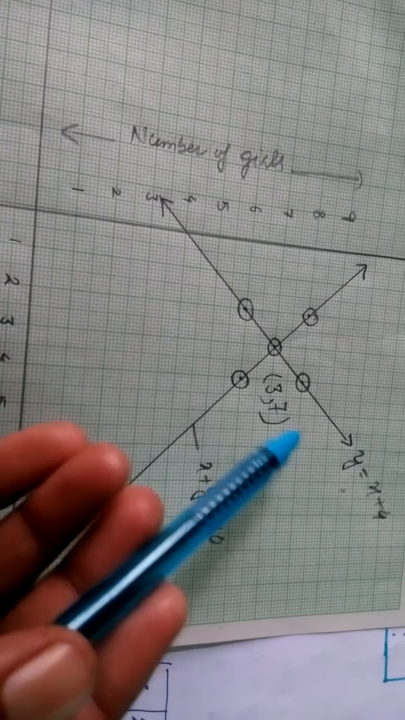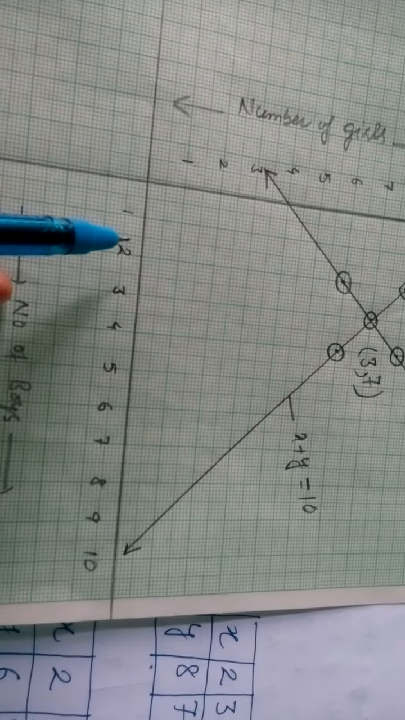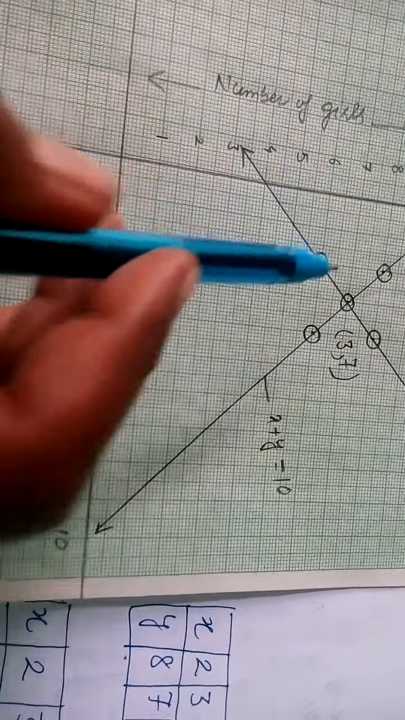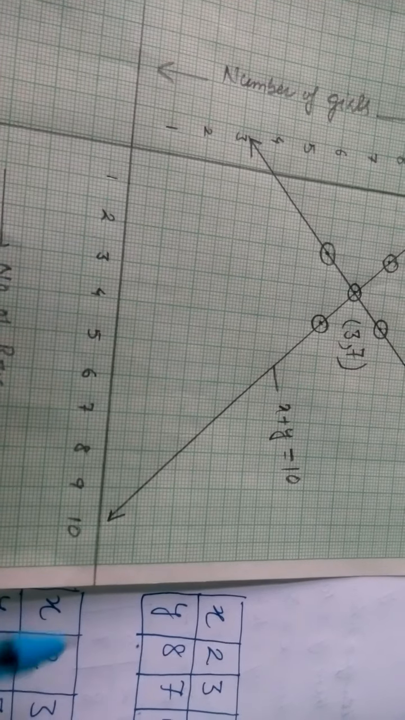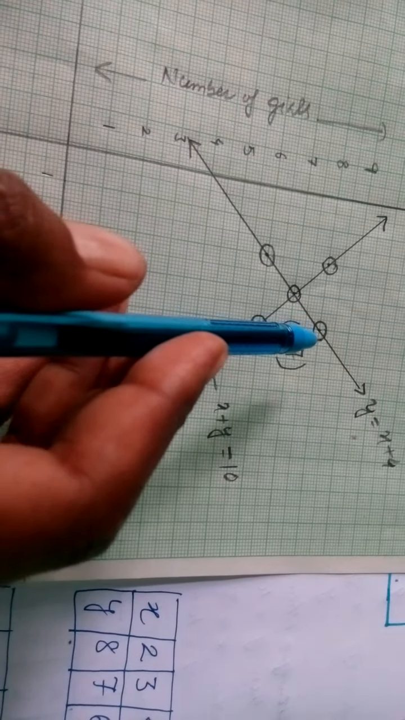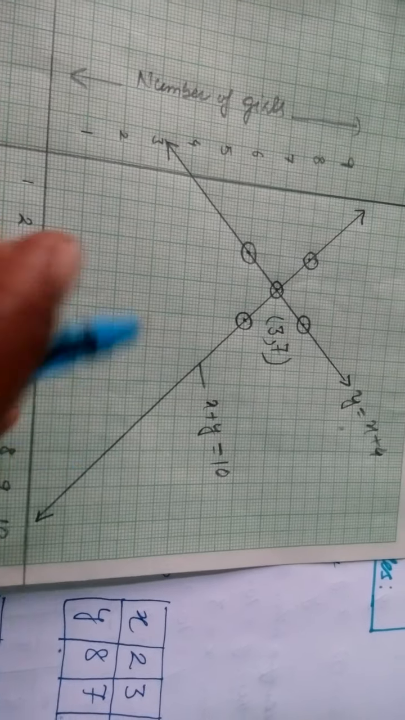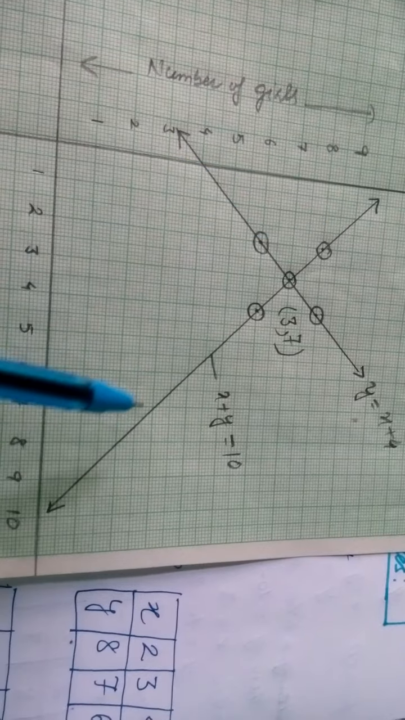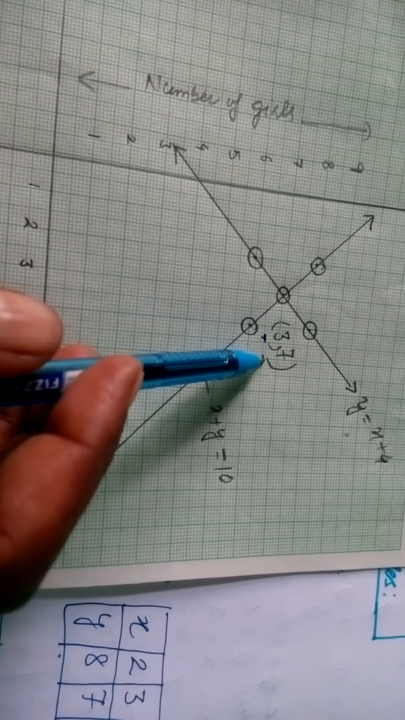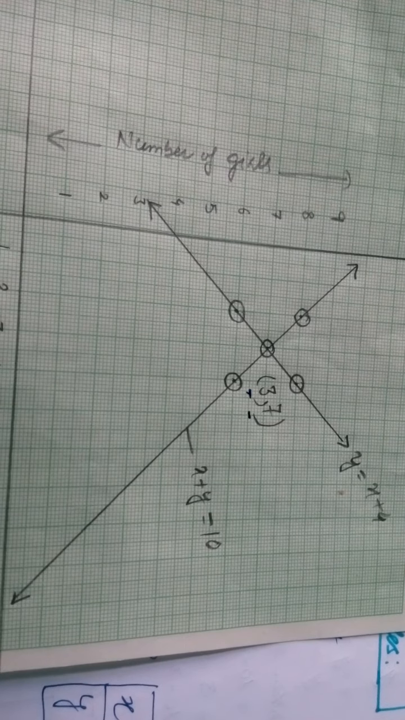Now let us plot the graph for y is equal to x plus 4. When x is equal to 2, then y is equal to 6. When x is equal to 3, then y is equal to 7. And when x is equal to 4, then y is equal to 8. So again just join these points, and when I join, I get a straight line. You can see that there is a common point between these two, and that is (3, 7). This common point is the solution of these two linear equations, or these two lines.